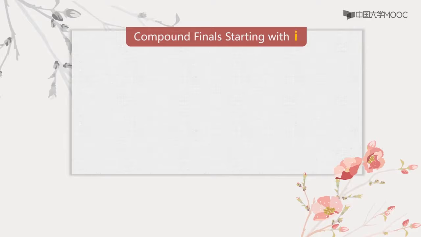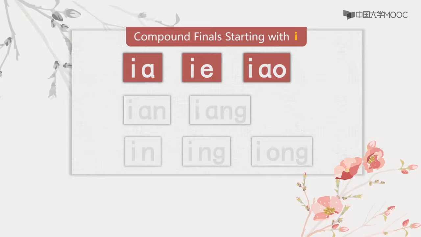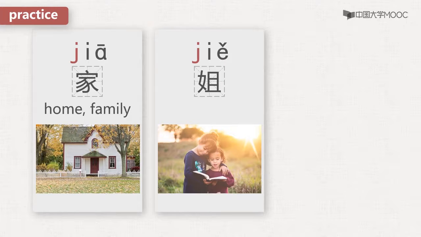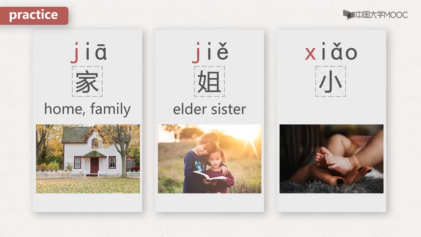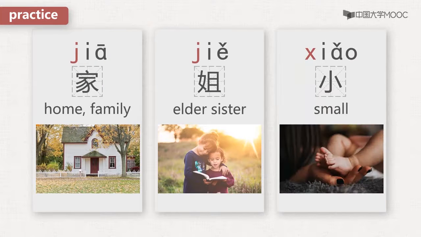Now that sounds interesting. Let's see some compound finals with E in the beginning. Ya, Ye, Yao. Excellent. Now can you try these syllables? ji, ya, jia, home or family. Ji, ye, jie, elder sister. Xi, yao, xiao, small. 家, 姐, 小.